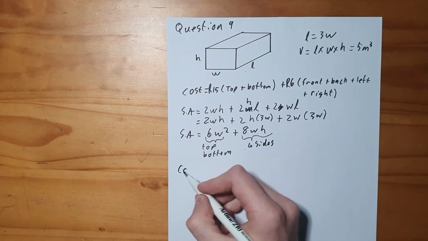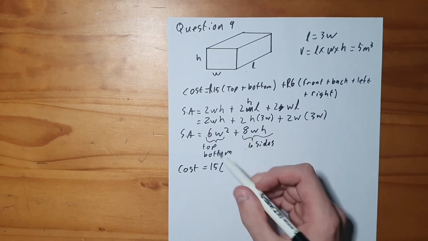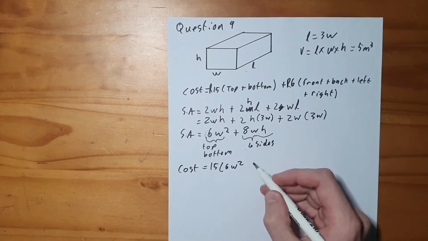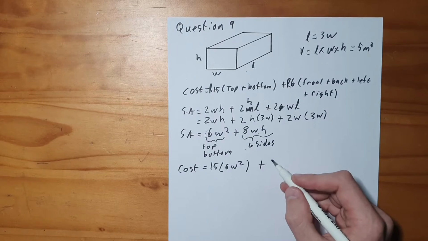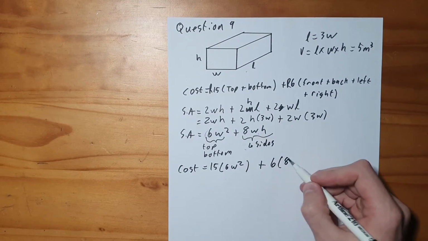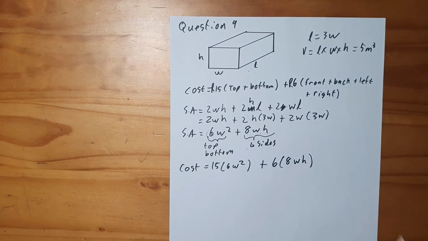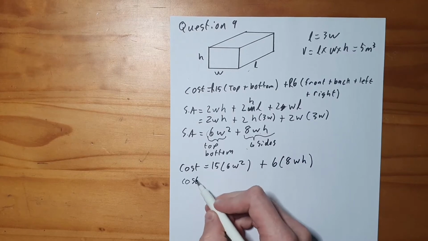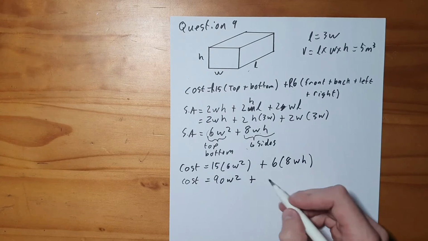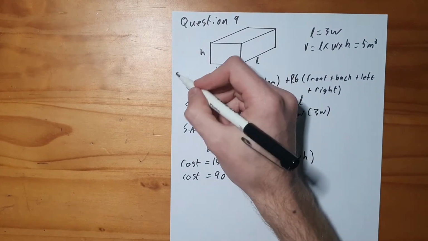So our cost is then going to be 15 Rand times the top and the bottom. The top and the bottom we said was 6W squared, plus 6 Rand times the 4 sides. So the 4 sides is then 8WH. If we work all that out, we'll get a cost which then gives us 90W squared plus 48WH. Okay, so that's 9.1.